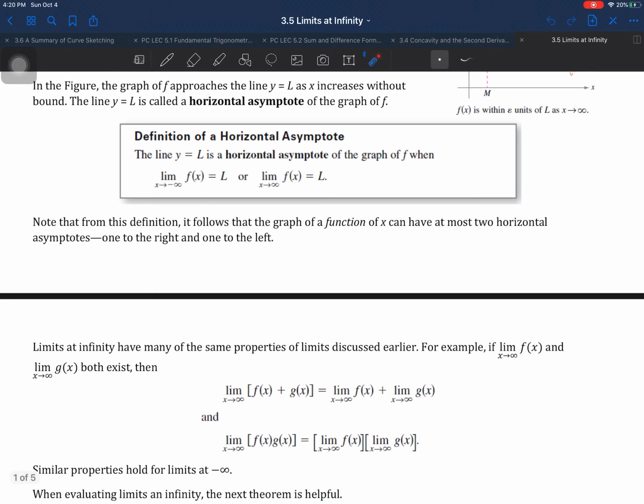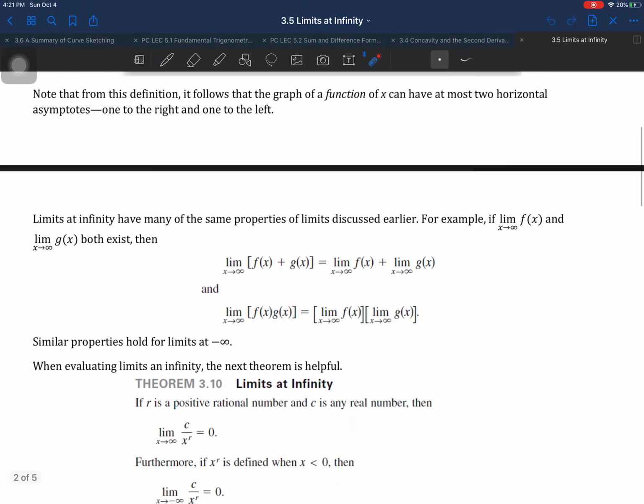So you could have no horizontal asymptote, you could have one horizontal asymptote, or you could have two horizontal asymptotes, and those are the only options. Let me say that again. You could have 0 horizontal asymptotes, you could have one, or you can have two horizontal asymptotes, right?